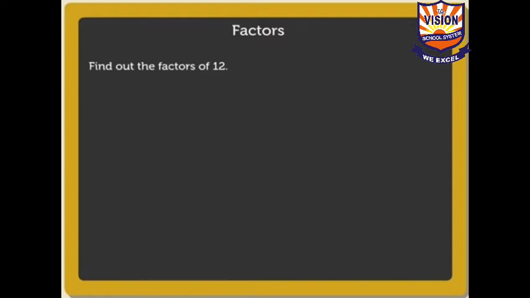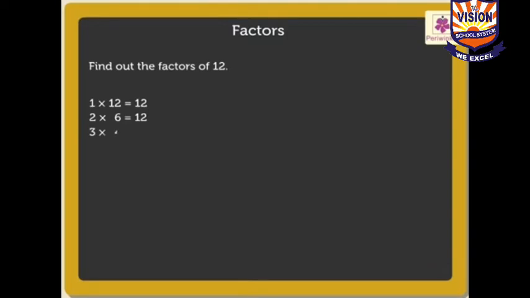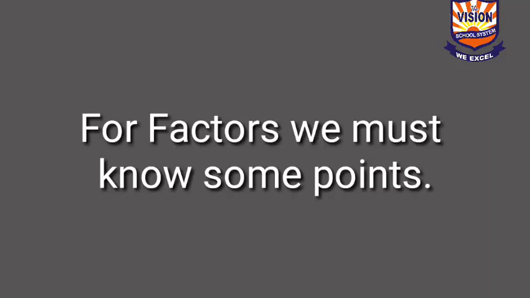Now see, if I multiply 12 with 1, the answer will be 12. If I multiply 2 with 6, the answer will be 12. If I multiply 3 with 4, the answer will be 12. This means that 1, 12, 2, 6 and 3, 4 are factors of 12. Hope you have understood very well.